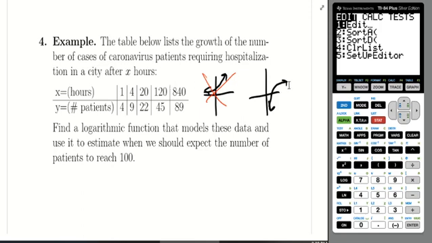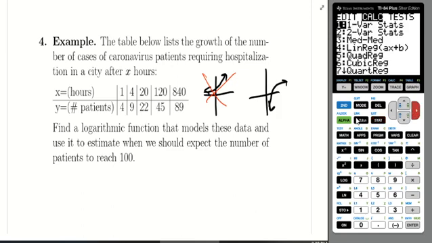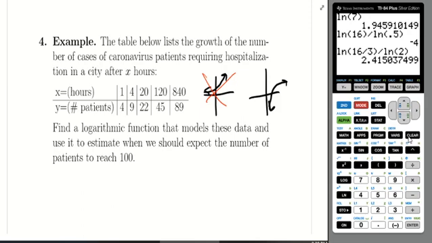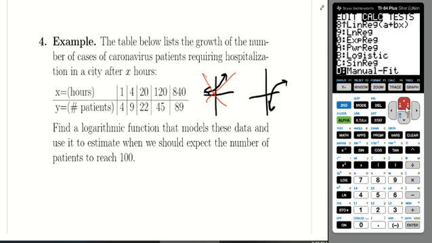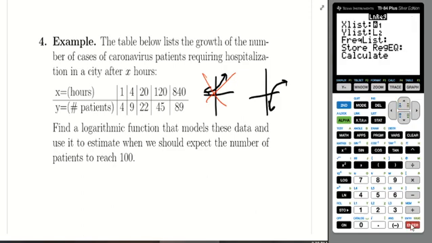But of course, we don't want corona patients to approach infinity. That will be bad. We want that thing to get stretched out. That's the point of this. Anyway, I do second, oops, what did I do? So first I went stat edit, and I enter the data, then I do stat calc. Number 9 is the ln regression, or natural log regression.